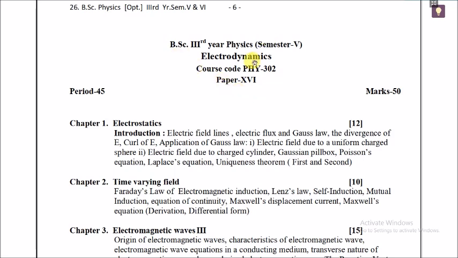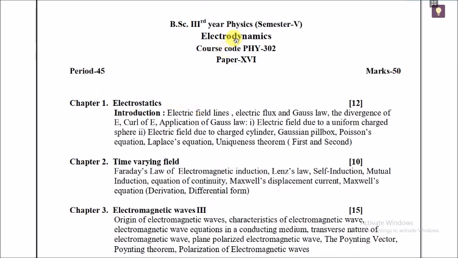The name of the paper is Electrodynamics, for which 45 periods are given and 50 marks. According to the name of this paper, in this paper we are going to study the dynamics of electric fields, meaning what changes and variations occur in the electric field or different fields. That is called electrodynamics.